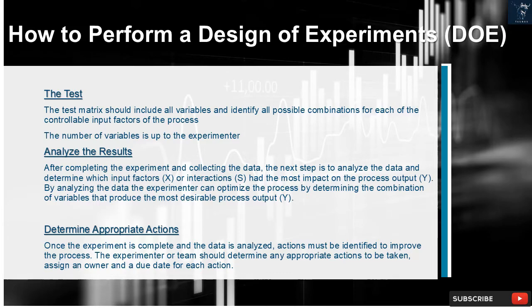Determine appropriate actions. Once the experiment is complete and the data is analyzed, actions must be identified to improve the process. The experimenter or team should determine any appropriate actions to be taken, assign an owner and a due date for each action.